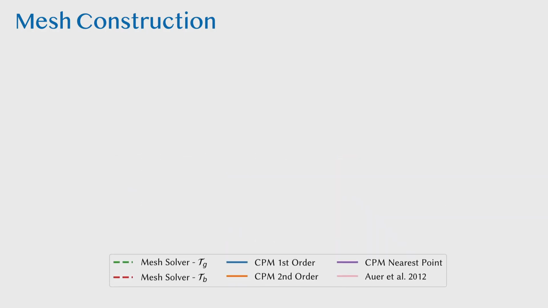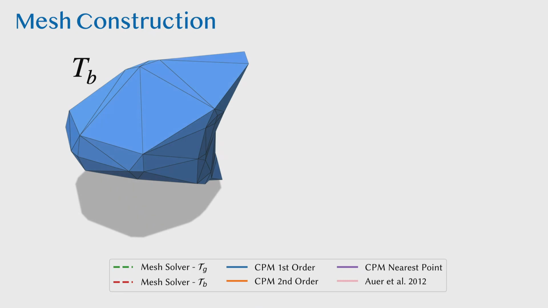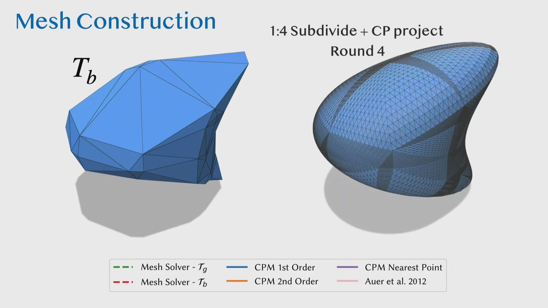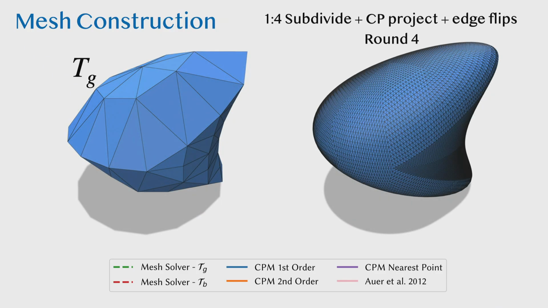Now I want to focus on how the meshes were actually constructed. So what we do is we have this poor triangulation TB as a starting triangulation, where you have these skinny sliver triangles, and then you do refinement. So we're subdividing by placing a new vertex at the midpoint of each edge and then projecting that vertex onto its closest point. Then this is the good triangulation with better shaped triangles, after 4 rounds of subdivision, and we also do some Delaunay edge flips to improve the triangulation.